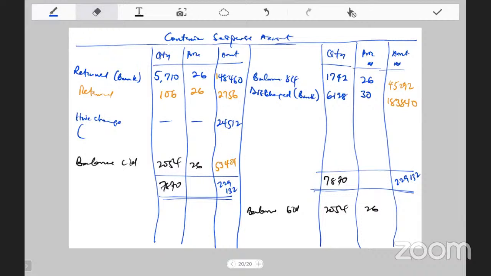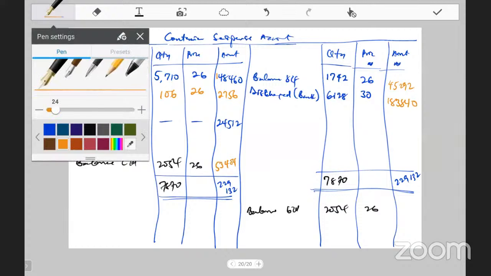So I have to do the hire charge. That is 30 minus 24, which is the returnable. Sorry, minus 26. Then times what is the return? 30 minus 26. Then times what was charged out rather. So that is correct. Times 6128. This multiplication must give me this.